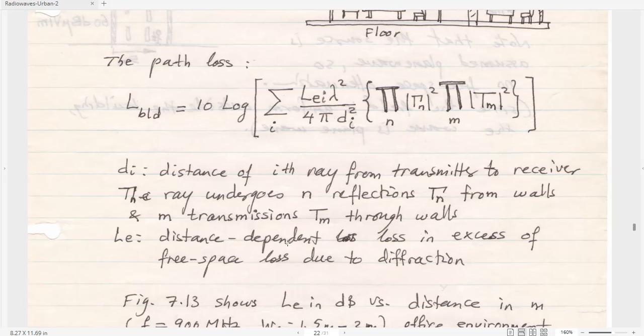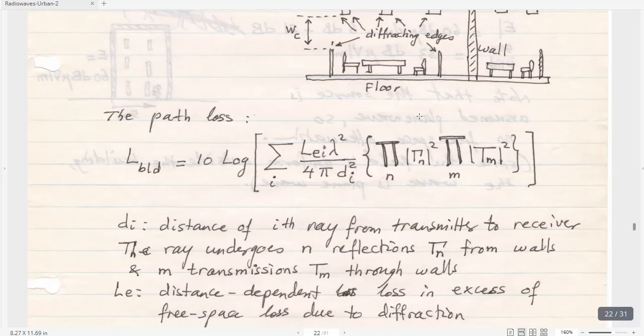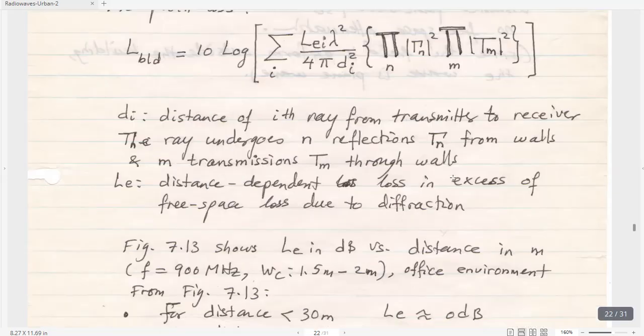The loss depends on the distance, of course, and this is in excess of the free space loss. This means that there is a free space loss, and this is the loss over and above the free space loss due to diffraction. Here, gamma n is the reflection coefficient from walls or from screens, and Tm is the transmission coefficient through walls and screens.